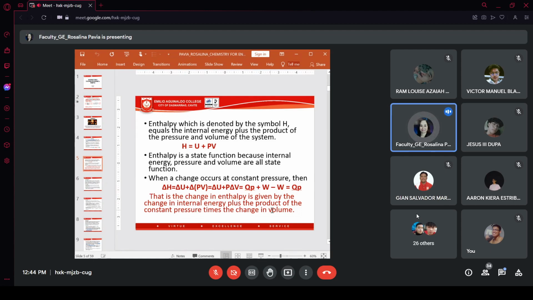So that is the change in enthalpy, which is given by the change in internal energy plus the product of the constant pressure times the change in volume. Okay? So we can say that delta H is equal to delta U plus P delta V. Pag given naman ang internal energy tsaka change in volume, pwedeng ito naman na yung gamitin nyo in order to determine delta H. If not, kung given yung heat, automatically yung heat is also your delta H. Depende kung na-release yun o na-absorb. Okay?